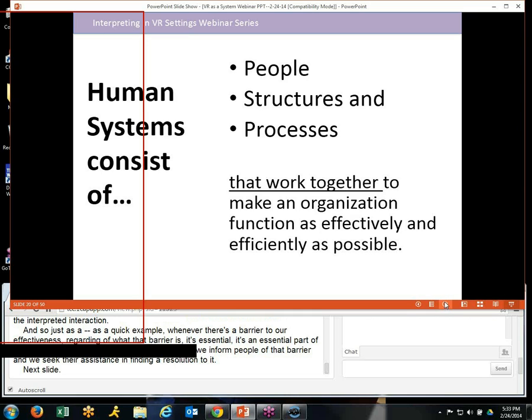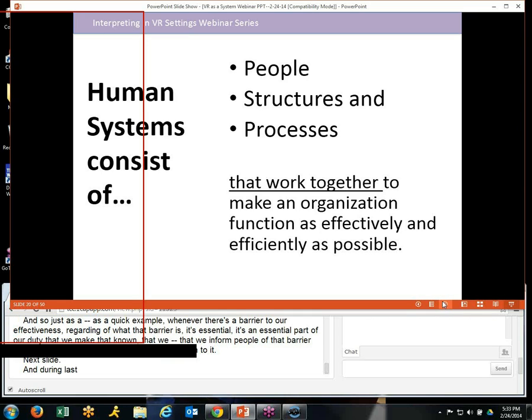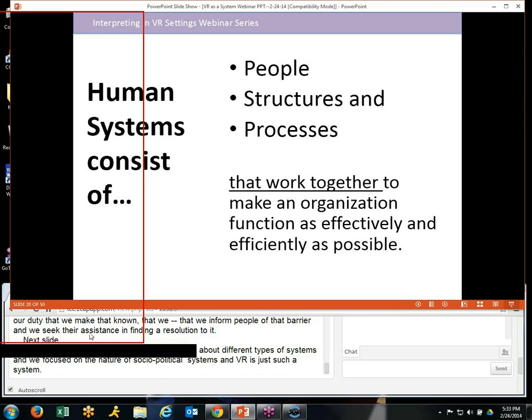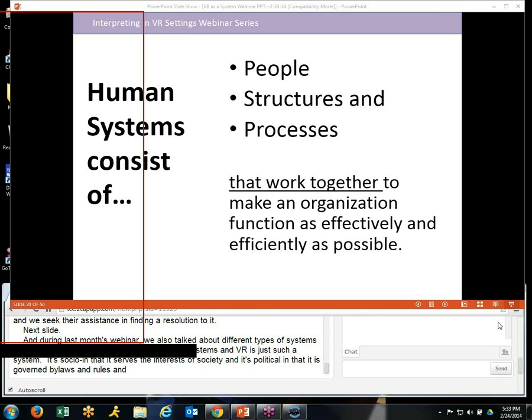And during last month's webinar, we also talked about different types of systems, and we focused on the nature of sociopolitical systems, and VR is just such a system. It's socio in that it serves the interest of society, and it's political in that it is governed by laws and rules and regulations that are a part of our society's overarching government structure.